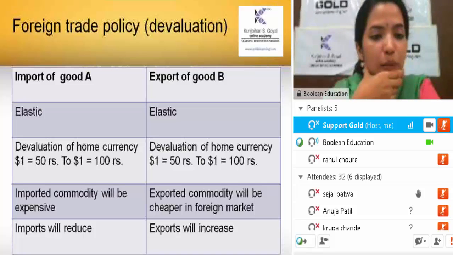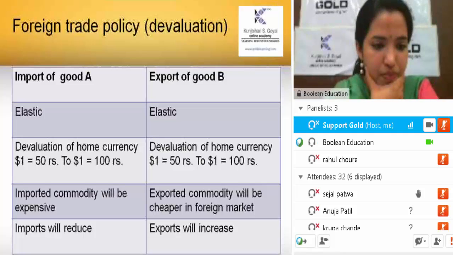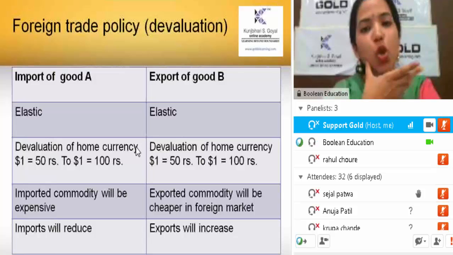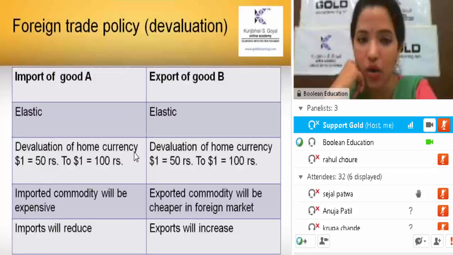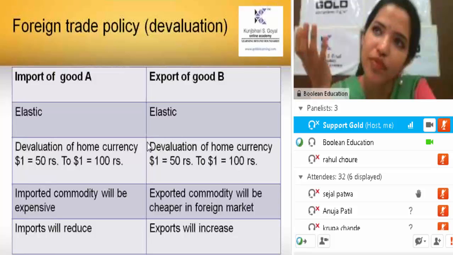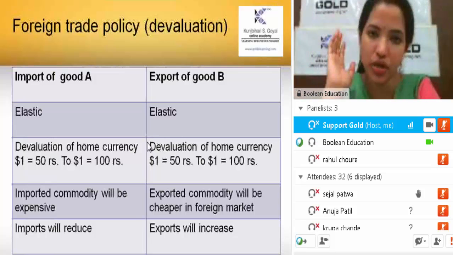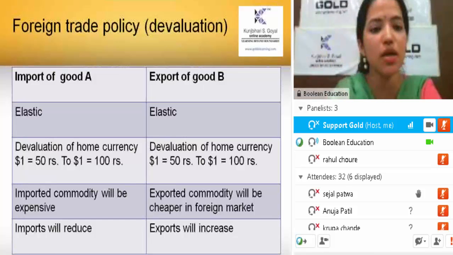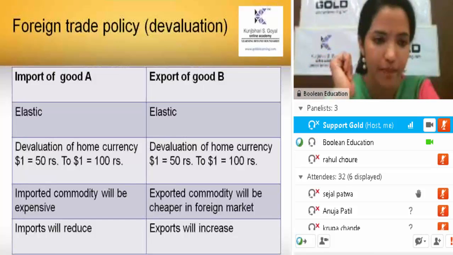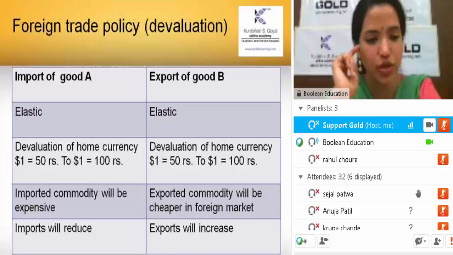Right? Let's say commodity A is chocolate, which you bring from a foreign country, and commodity B is rice, which you export to a foreign country. We are taking two commodities, commodity A and commodity B. Both are elastic in nature.